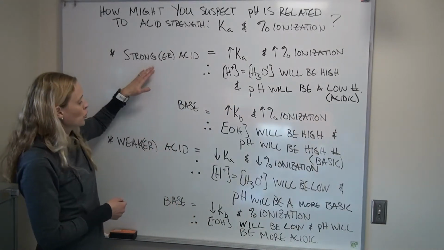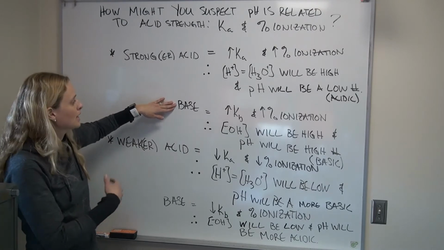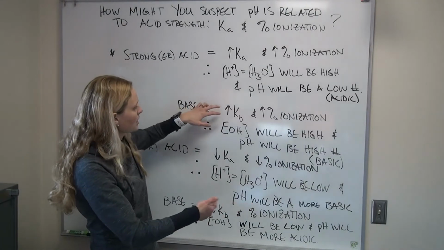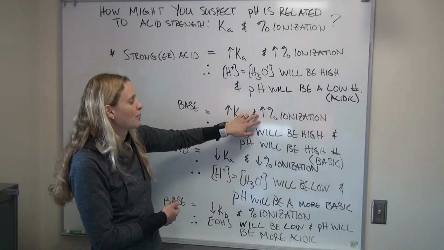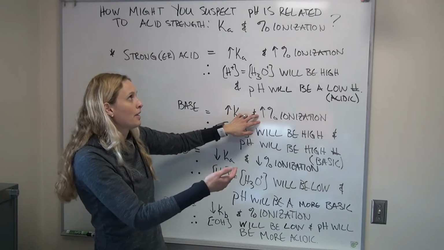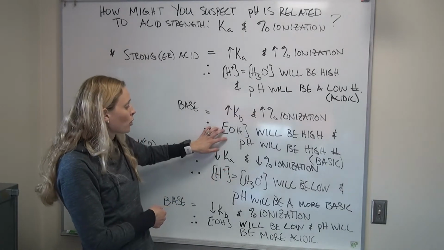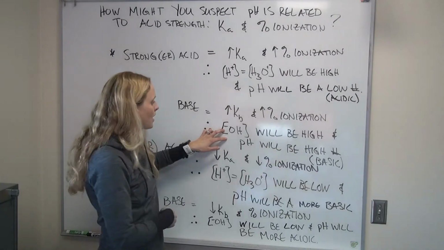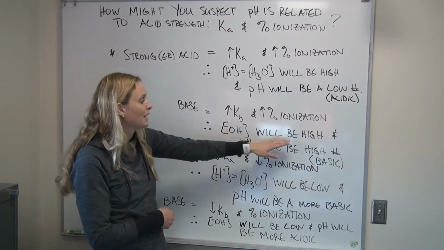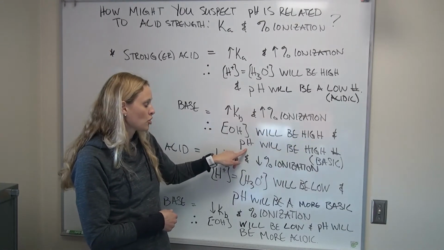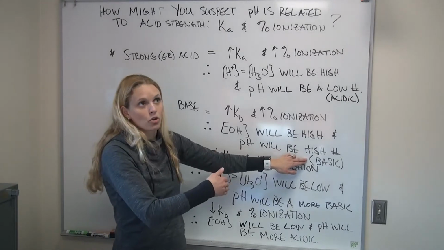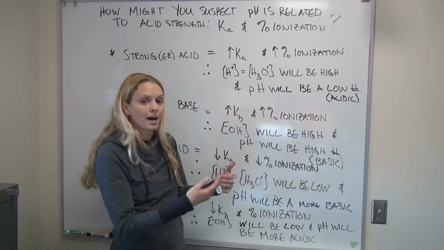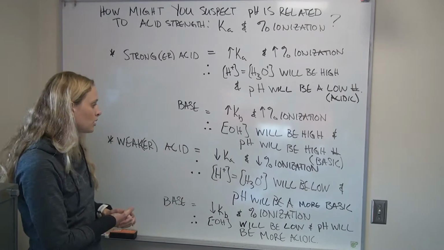If we have a stronger base, same thing: the base is dissociating, so we have a high Kb number and a high percent ionization of that base. We're forming OH minus ions on the product side, so the hydroxide concentration will be high, and the pH will be basic, greater than 7. It should be a higher pH number that we would calculate.